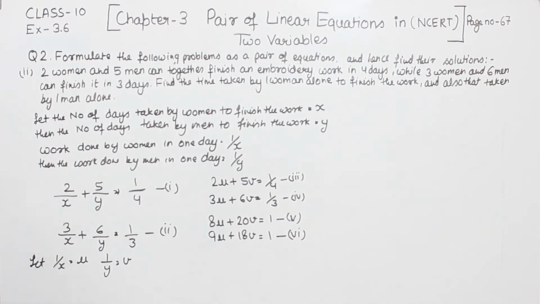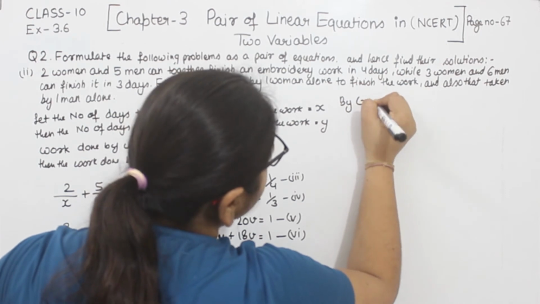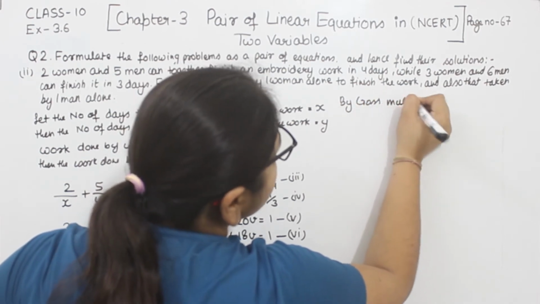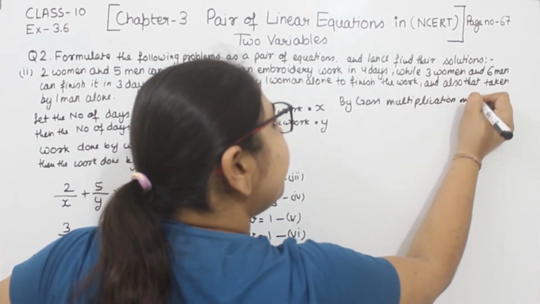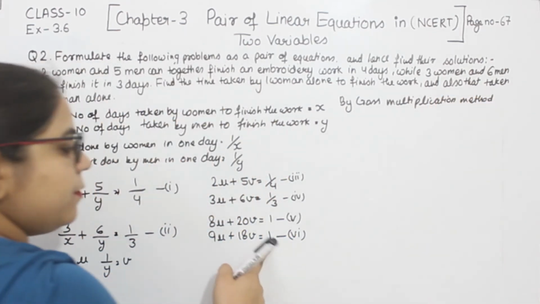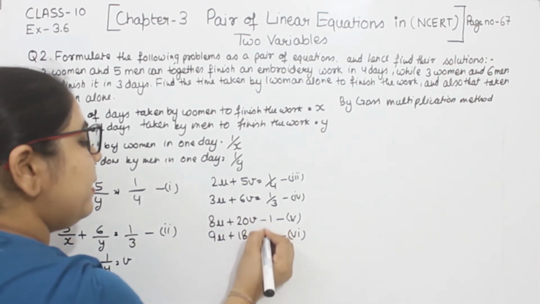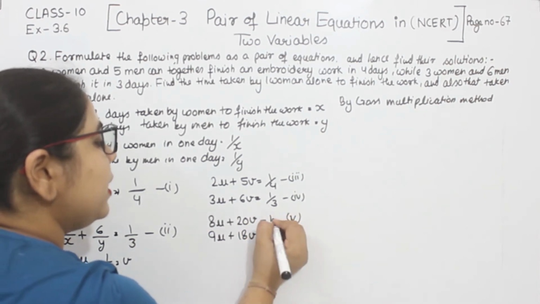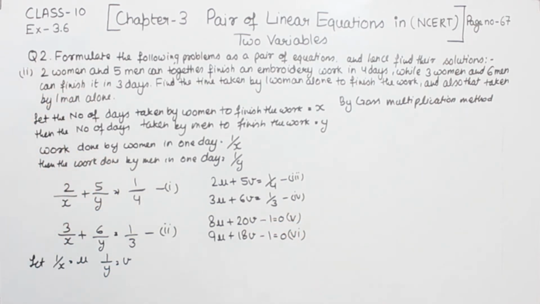Now I am going to solve this one by the cross multiplication method. I am going to write here by cross multiplication method. For that one, first of all, we are going to transpose this 1 from right hand side to the left hand side. So this one we are having as equal to the 0 here.